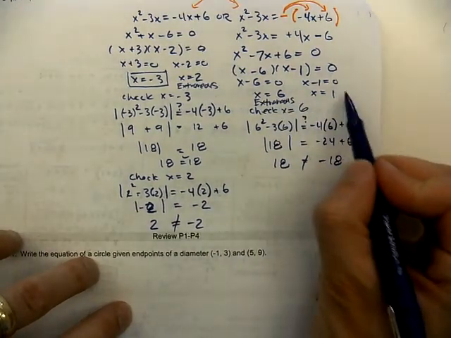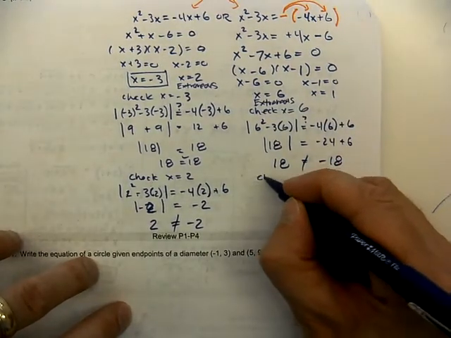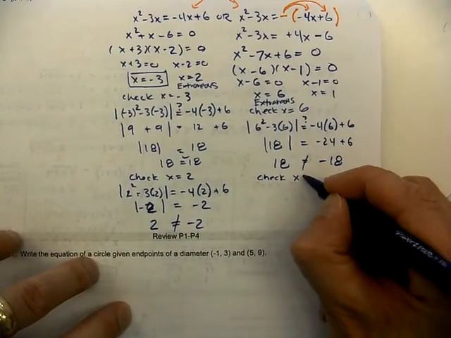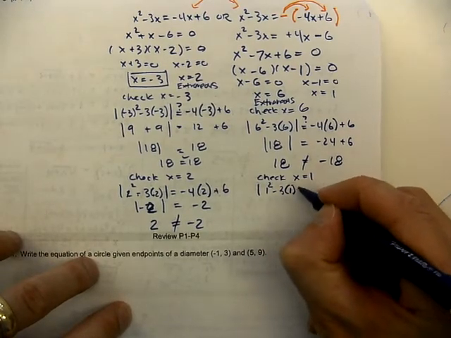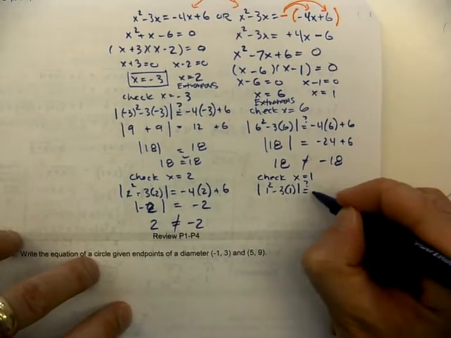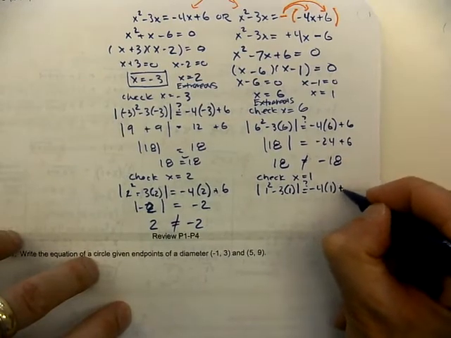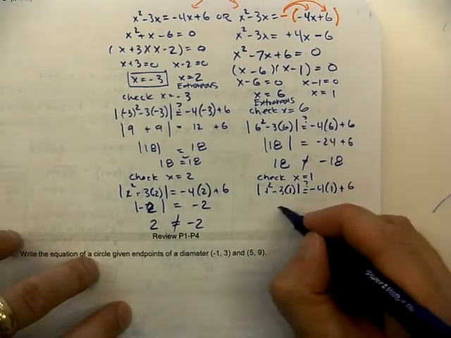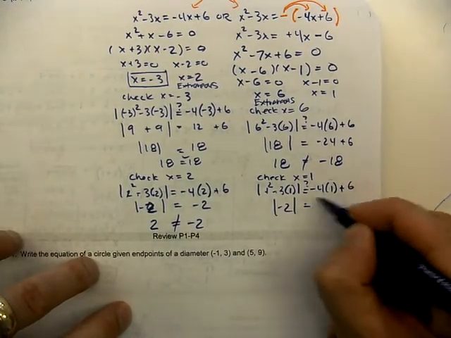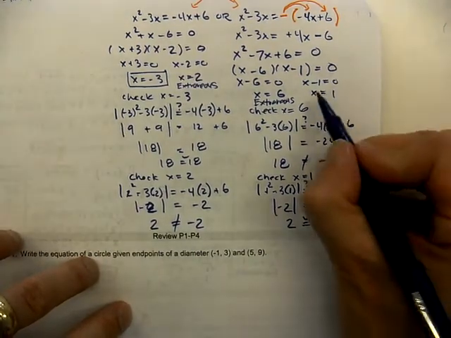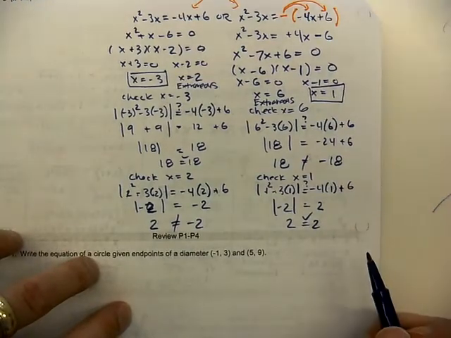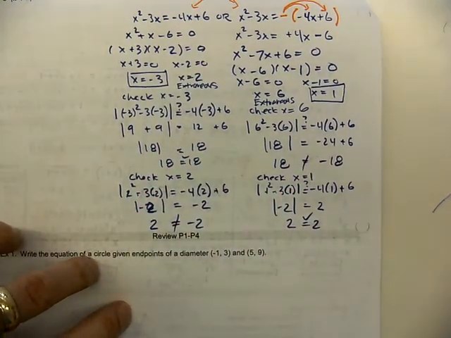So most likely this value of 1 will be the final answer, but let's go ahead and check it just to make sure. Does the absolute value of 1 squared minus 3 times the input of 1 equal negative 4 times the input of 1 with the plus 6? So 1 minus 3 is a negative 2 inside the absolute value. Negative 4 plus 6 is a positive 2. We do get a positive 2 on both, so that's my final answer. So sure enough, it does work out. Those are the two solutions that we have here.